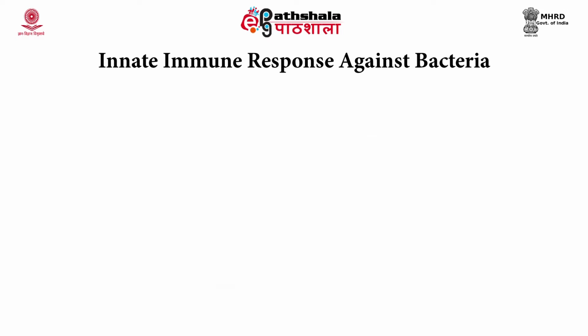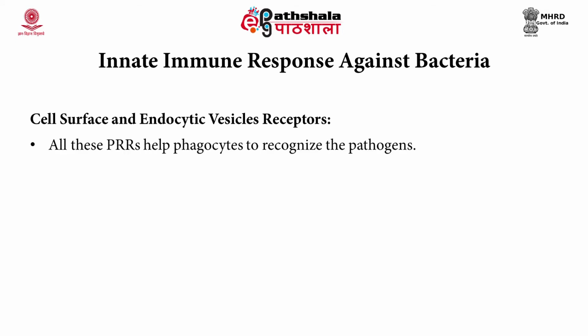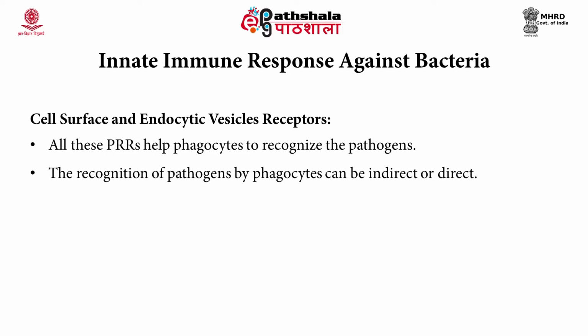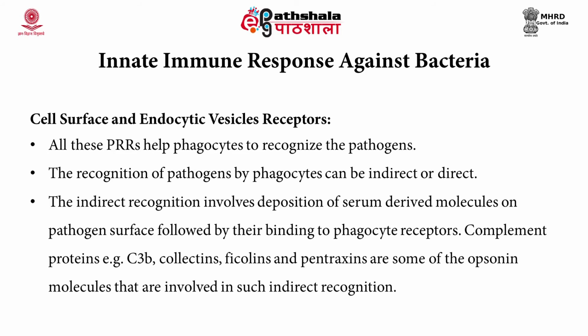Moving on to the other category, that is cell surface and endocytic vesicle receptors. All these PRRs help phagocytes to recognize the pathogens. The recognition of pathogens by phagocytes can be indirect or direct. The indirect recognition involves deposition of serum derived molecules on the pathogen surface followed by their binding to phagocyte receptors. Complement proteins such as C3b, collectins, ficolins and pentraxins are some of the opsonin molecules that are involved in such indirect recognition.